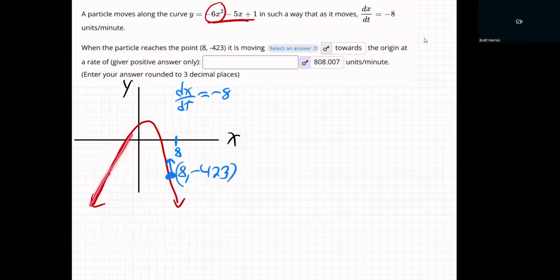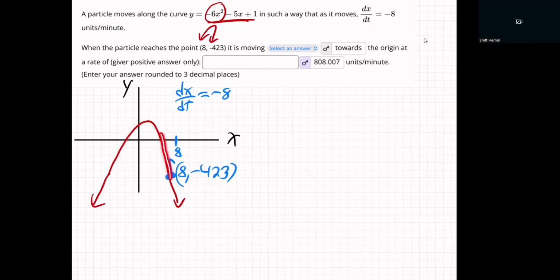Well, I just drew what might look like the curve. All I know is this is an upside-down U shape, right? Because x² graphs are always U shaped, and we've got a negative on the x² term, so it's an upside-down U shape. So there's the graph, and I know there's some particle moving along the curve.